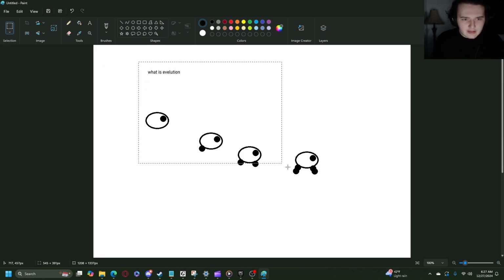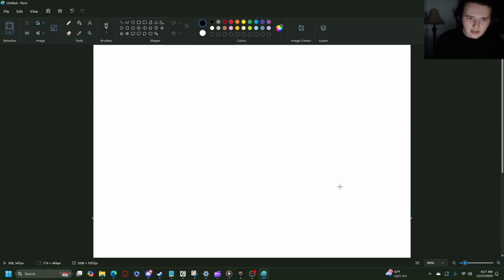So, essentially, evolution is the action of, over time, an ability being developed in order to facilitate a life form being more fit for a scenario that they are in, or the habitat that they are in.